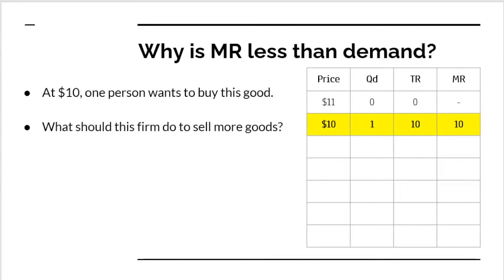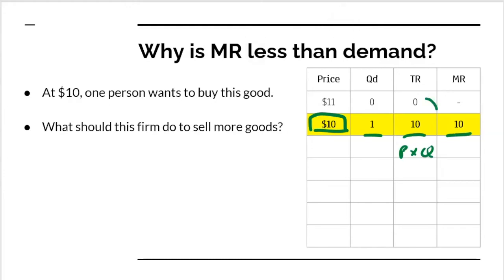So here, if this firm wants to sell more products and no one's buying at $11, because in imperfect competition these firms are price makers, they can just drop their price. So let's say this firm drops their price to $10. And let's say one person wants to buy it. So our total revenue, which remember is just price times quantity, is 10. And so our marginal revenue is 10.